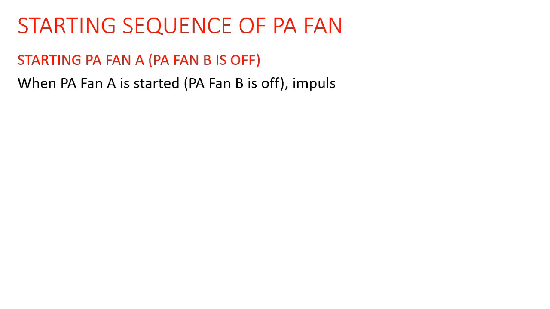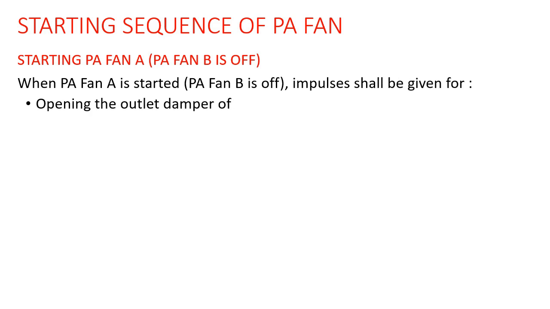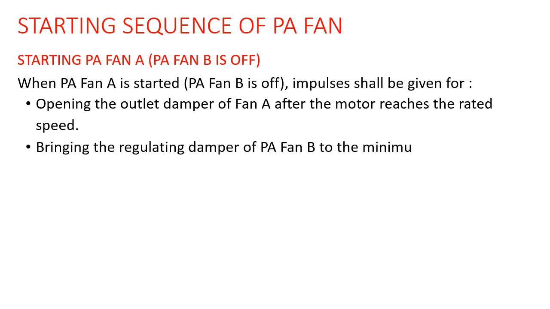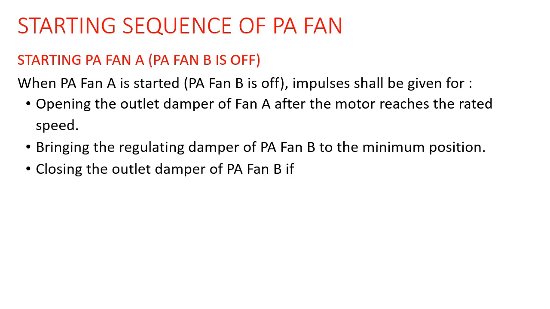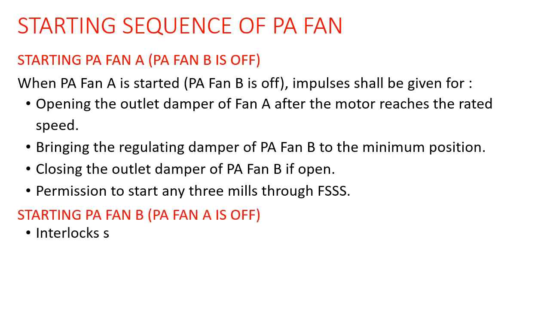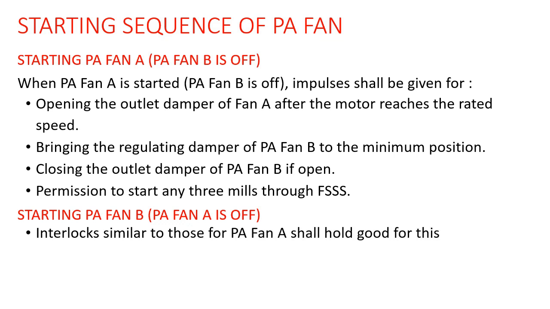Now what is the starting sequence of PA fan? When PA fan B is off and PA fan A is started, impulses will be given for opening the outlet damper of PA fan A after the motor reaches the rated speed, then bringing the regulating damper of PA fan B to minimum position, then closing the outlet damper of PA fan B if it is open, then permission to start any 3 mills through FSSS.